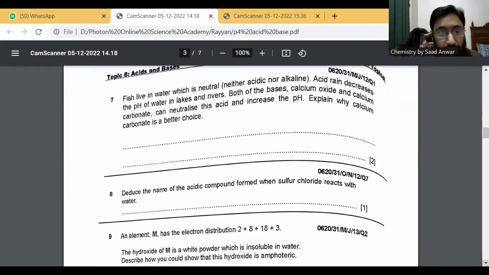Now the next question is: fish live in water which is neutral, neither acidic nor alkaline, acid rain. Okay, guys, I will solve this question in my next video, otherwise the length of this video will be longer, so I will cover this topic in the next video, inshallah.